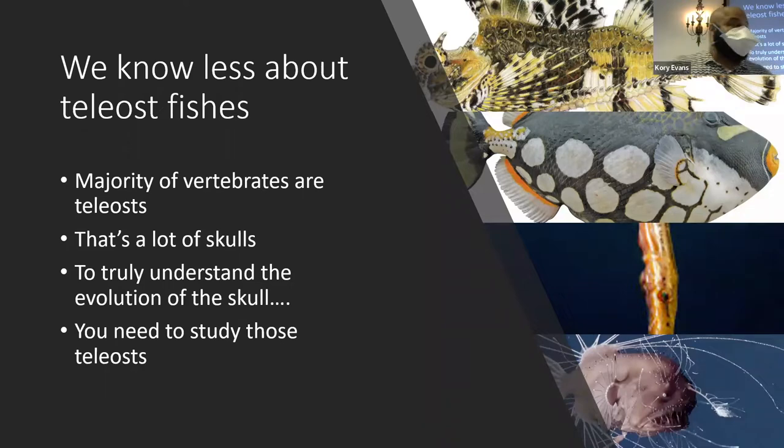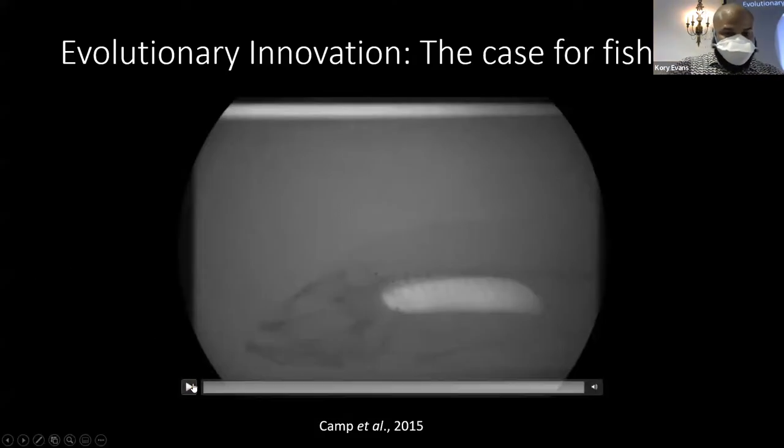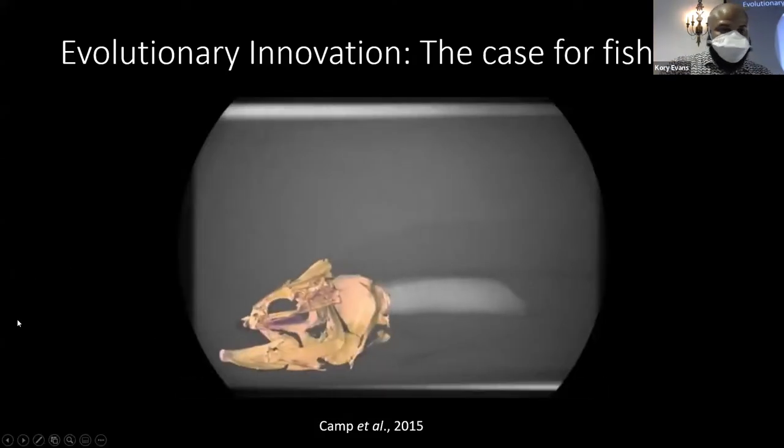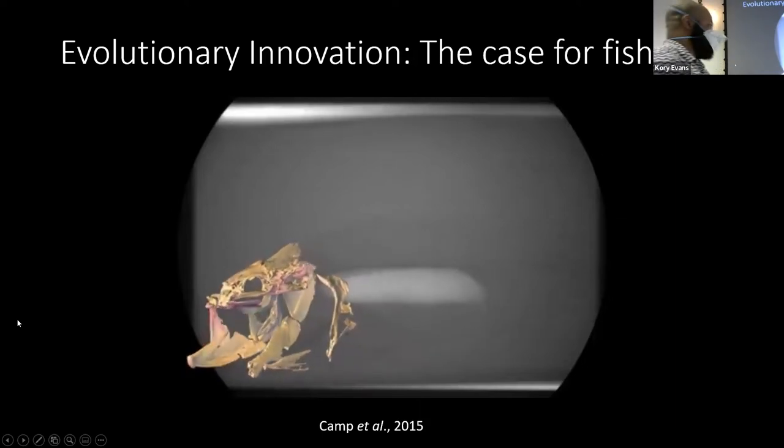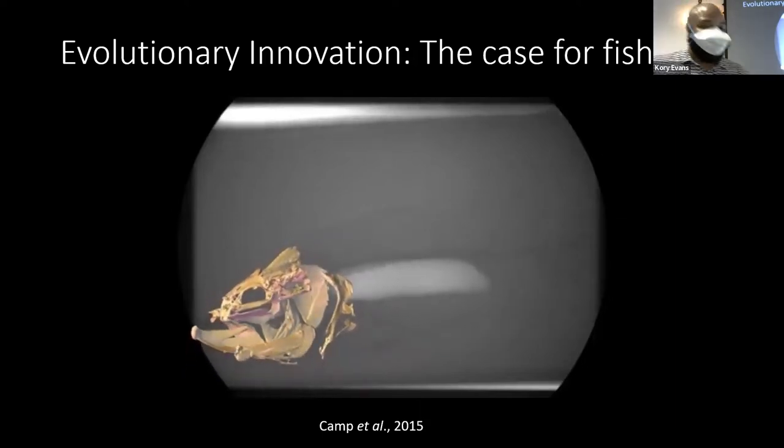So teleosts, in particular, are super diverse, especially with their skulls, and they are doing some really insane things. Here we have an X-ray image of a largemouth bass. This is one of the cool things about teleosts and their skull.